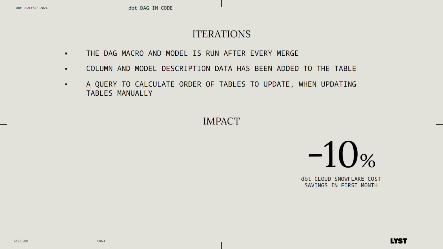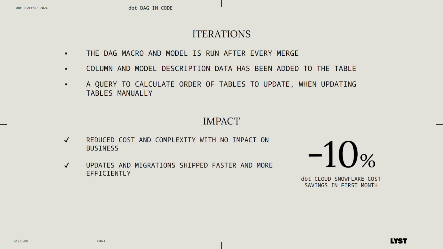In terms of impact, in the first month of this spring clean process, we saved nearly 10% of our dbt Cloud Snowflake costs. It's reduced cost and complexity of our data pipelines with no impact on the business. The DAG as a table has enabled us to update our pipeline and ship data migrations faster and more efficiently. And the tracked description coverage has increased trust and understanding of our data across the business.